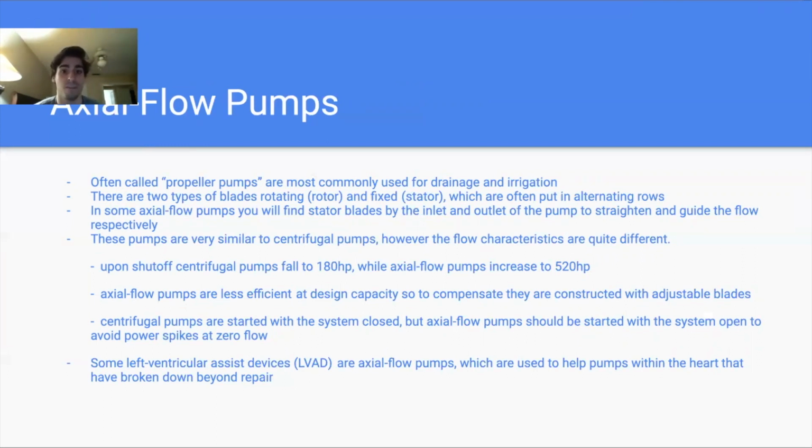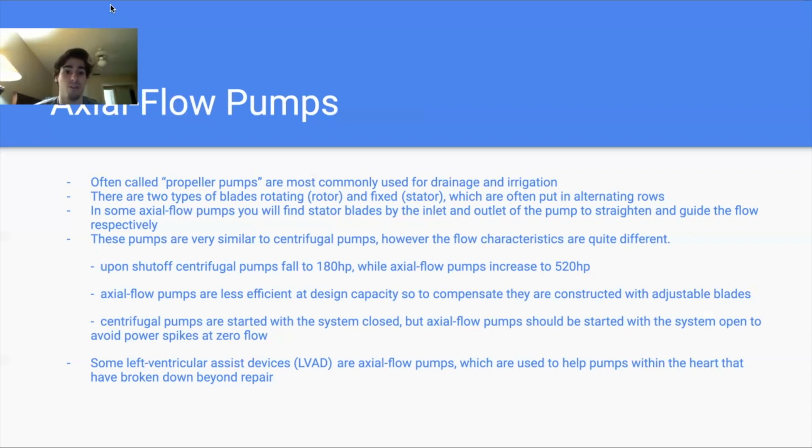These pumps are very similar to the centrifugal pumps. However, the flow characteristics are quite different. Upon shutoff, centrifugal pumps fall to 180 horsepower, while axial flow pumps increase to 520 horsepower. The axial flow pumps are less efficient at design capacity, so to compensate, they're constructed with adjustable blades. The centrifugal pumps are started with the system closed, but axial flow pumps should be started with the system open to avoid power spikes at zero flow.